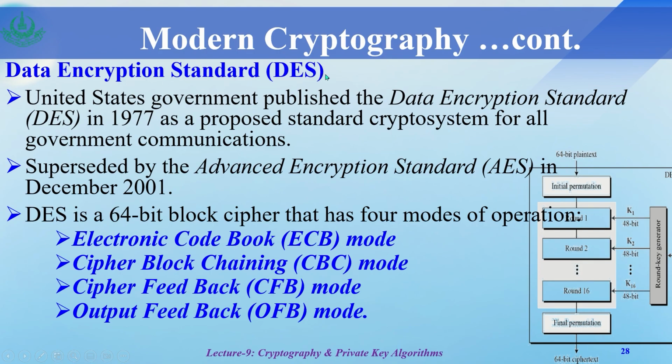Data Encryption Standard. The United States government published the Data Encryption Standard, DES, in 1977 as a proposed standard encryption cryptosystem for all government communication. It was superseded by the Advanced Encryption Standard, AES, in December 2001. This is a 64-bit block cipher that has 4 modes of operation.